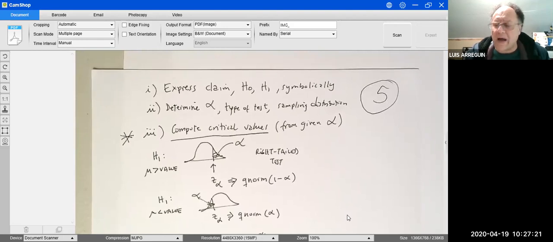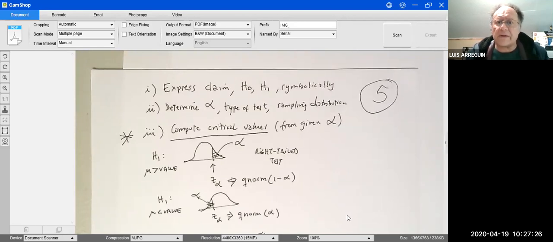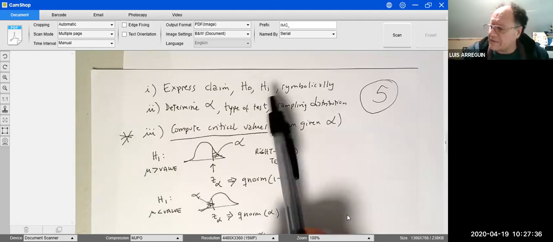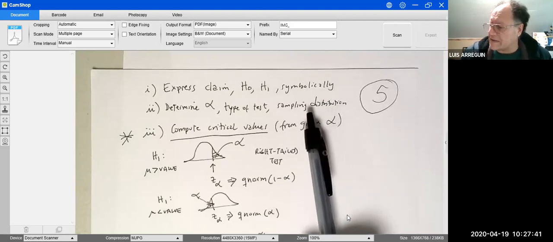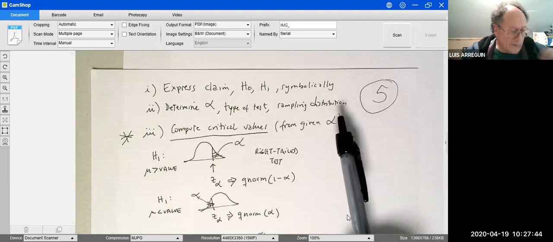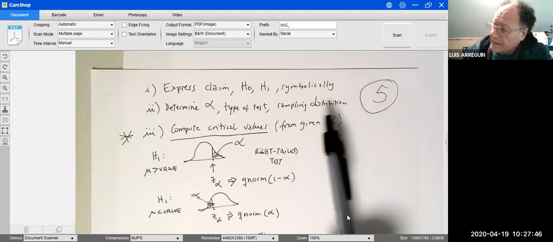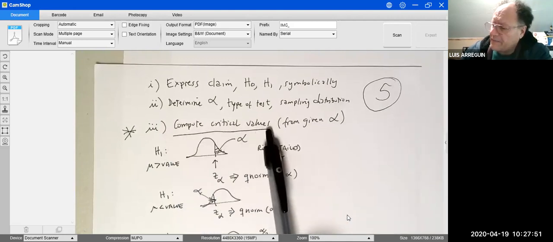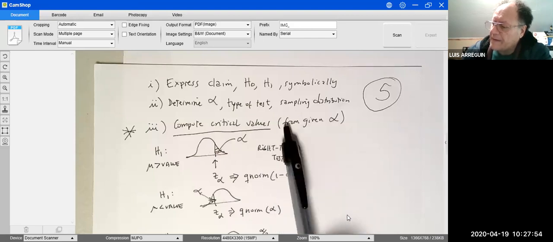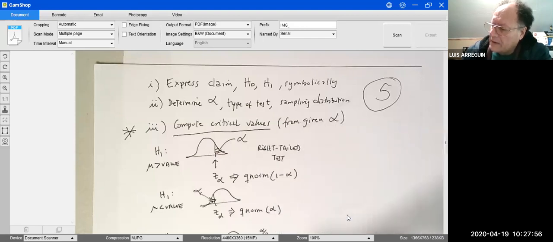Then we're going to determine alpha by reading the problem carefully, or if there is no information given, then alpha is going to be equal to 0.05. Then we're going to determine the type of test and the sampling distribution. The type of test is based on the alternative, and the sampling distribution is based on the parameter that you are testing. In this case, if you are testing the mean, then you need to use the corresponding sampling distribution.